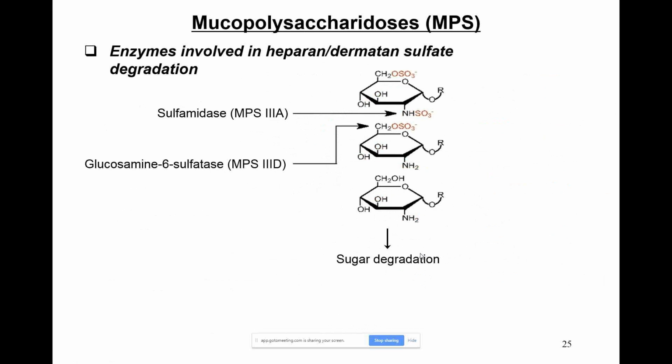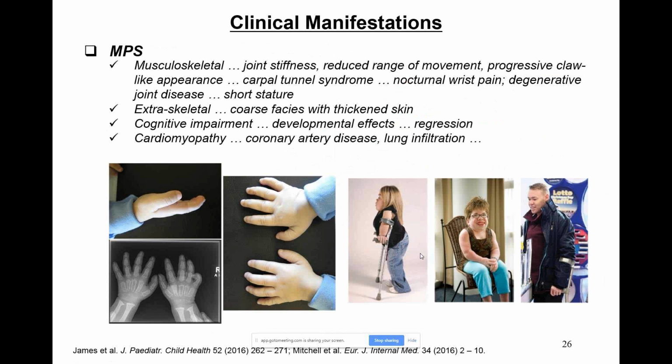Now again, for glycosaminoglycan degradation, the family of lysosomal storage diseases is called the mucopolysaccharidoses. These are some of their major clinical manifestations, and musculoskeletal deficiencies and abnormalities are quite common among all the different MPS diseases. They also have coarse facial features, thickened skin. They can have developmental effects, and also cardiomyopathy, coronary artery disease, for example.